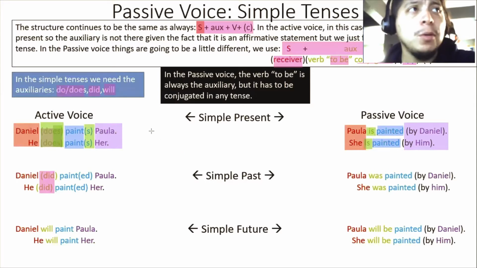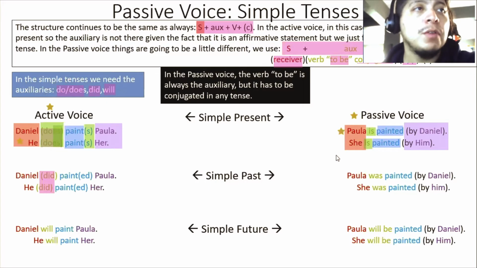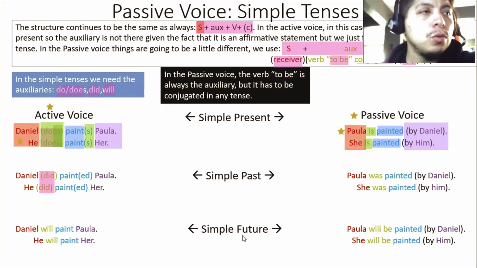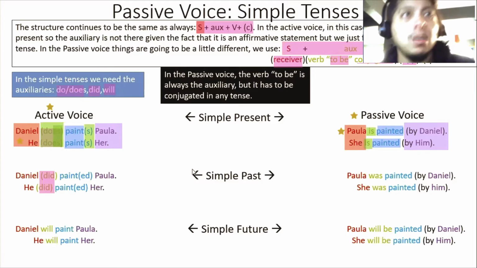In the active voice, the subject is the doer of the action. When we have the passive voice, the subject is the receiver of the action. This is the most important part. This is the only difference, okay? This is very simple. This is in the simple present. Then let's do the same thing, but in the simple past. How do we change this to the simple past?